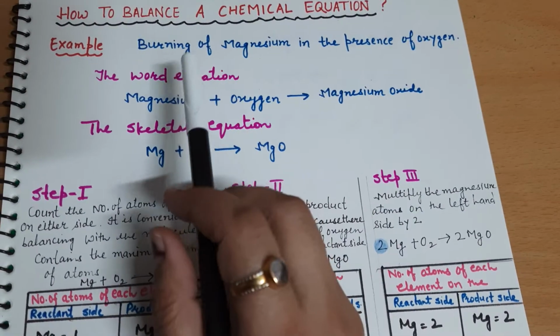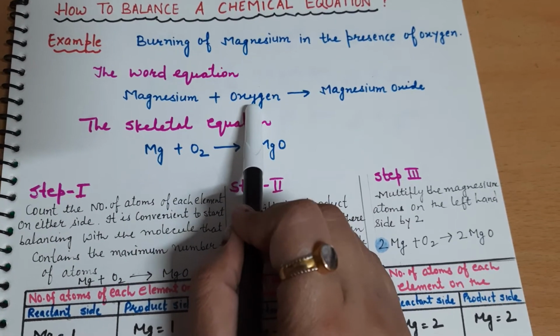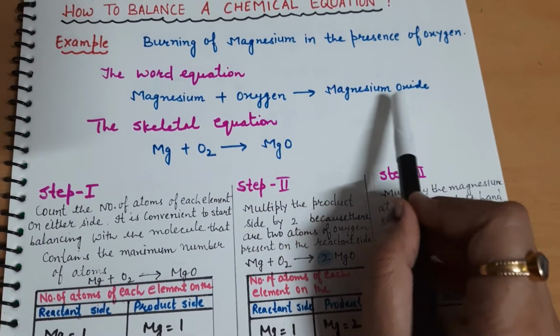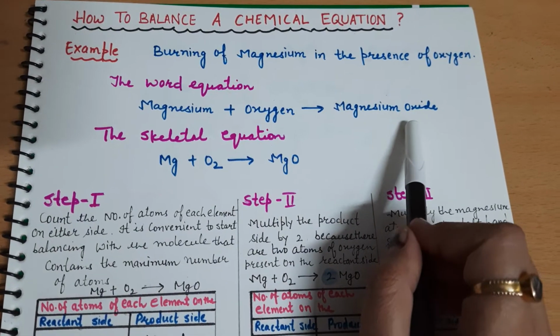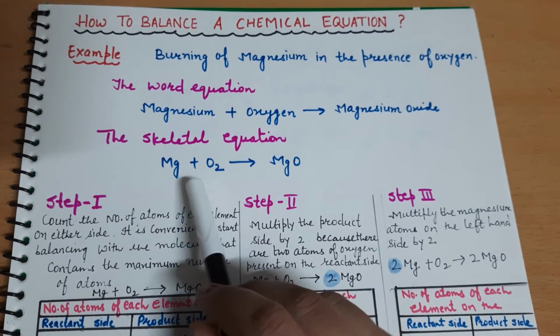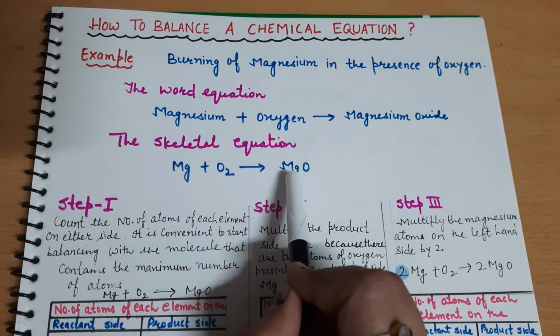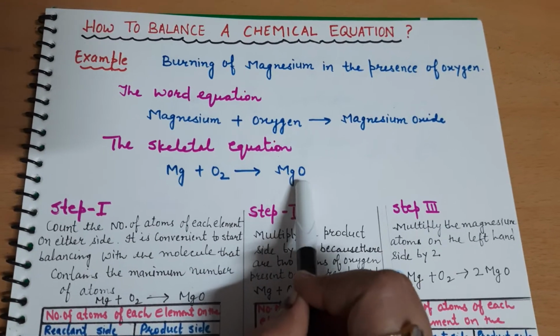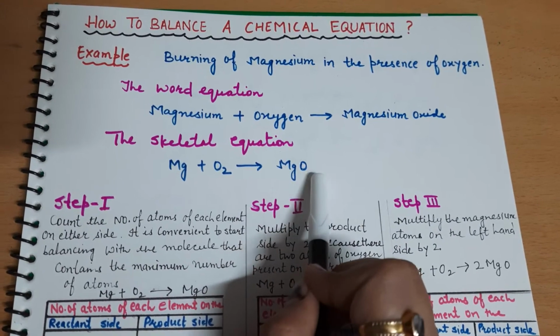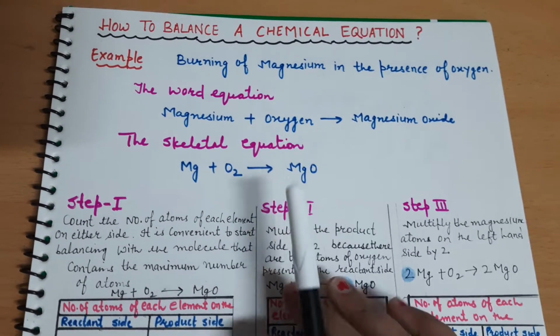Okay. So the word equation we will write like this: magnesium when reacted with oxygen forms magnesium oxide. Whereas the skeletal equation in symbolic form is written like this: magnesium plus oxygen O2 forms MgO. Now we have to balance this chemical equation. So we will follow the following steps.